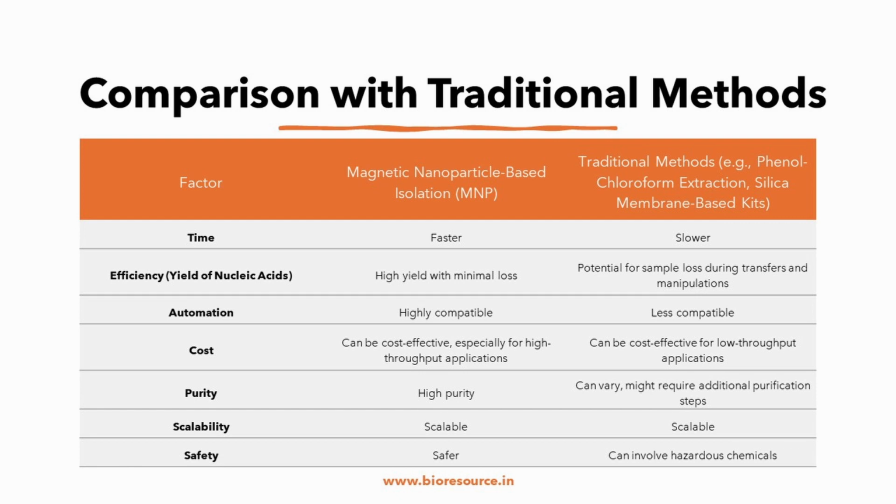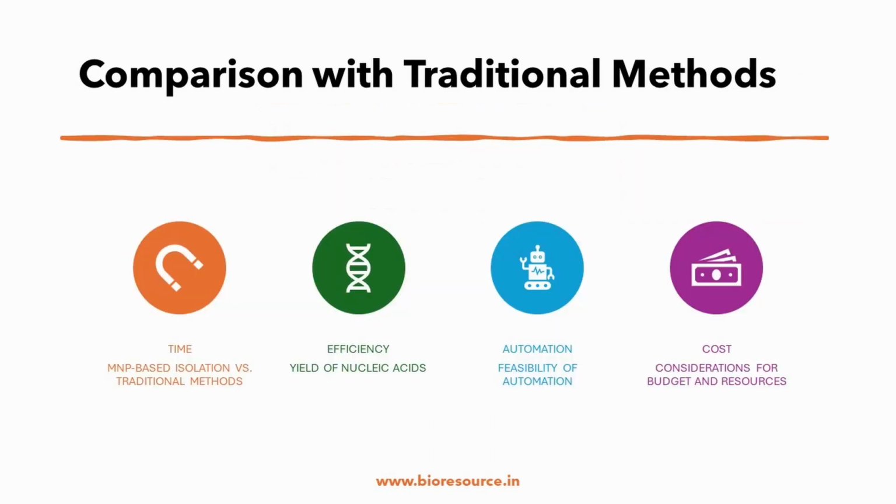throughput applications. The purity of the nucleic acid isolated through the MNP method is high, whereas the traditional methods might require an additional purification step. Overall, the method is much safer because it does not use very harmful chemicals, whereas the traditional methods like phenol-chloroform can involve hazardous chemicals. So this is the overview of the comparison between the MNP based isolation and the traditional methods.